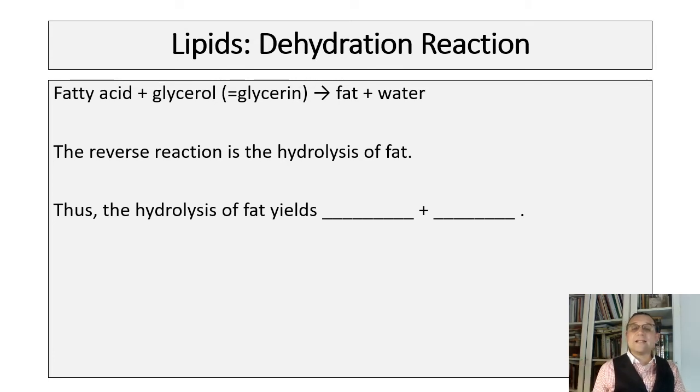We take fatty acid, glycerol, put it together, lose water, and we end up with fat. Now, the reverse reaction, of course, is called hydrolysis of fat, and this will yield what? Fatty acid and glycerol.